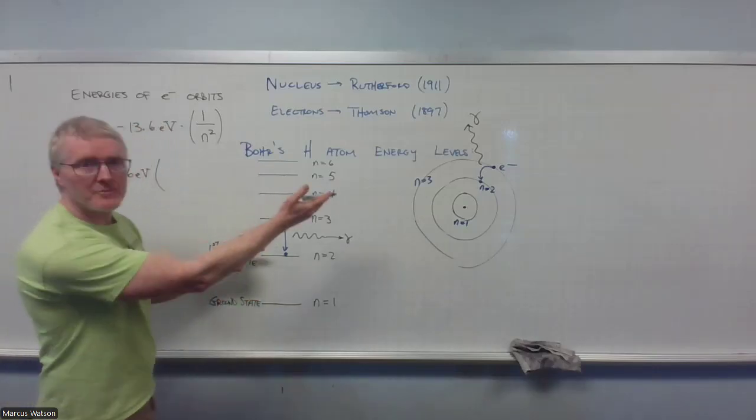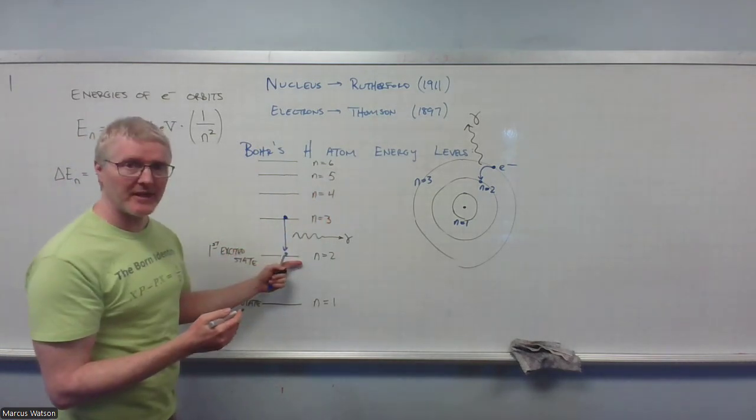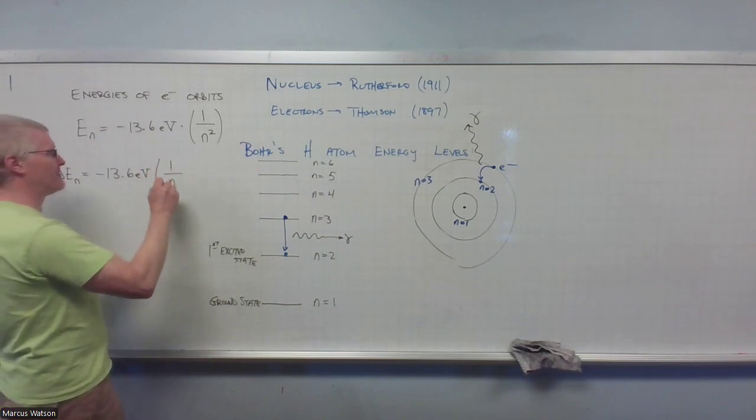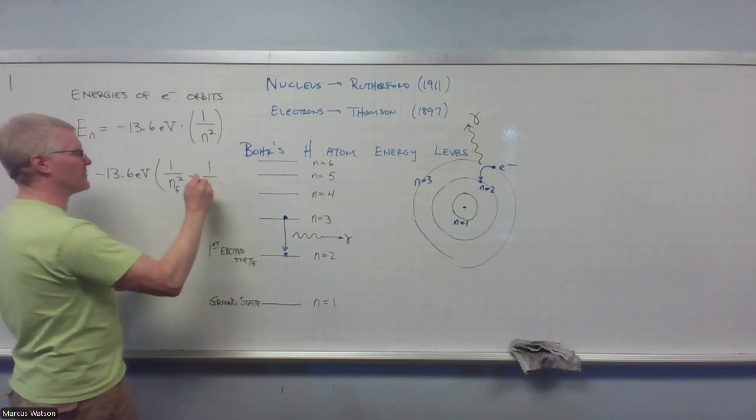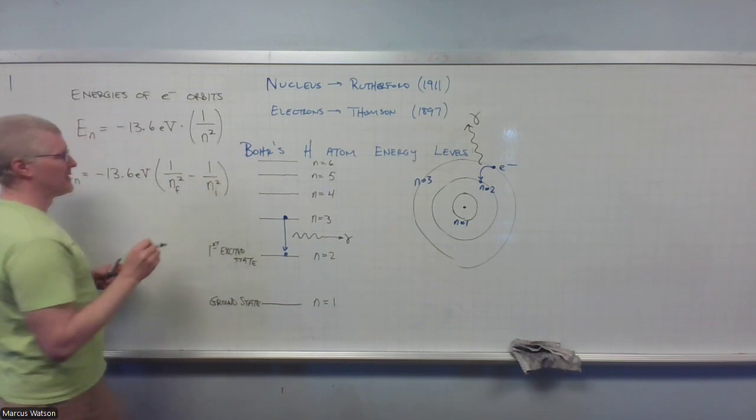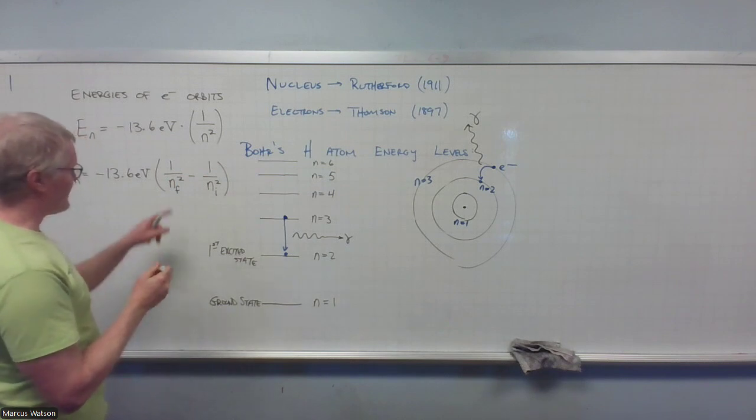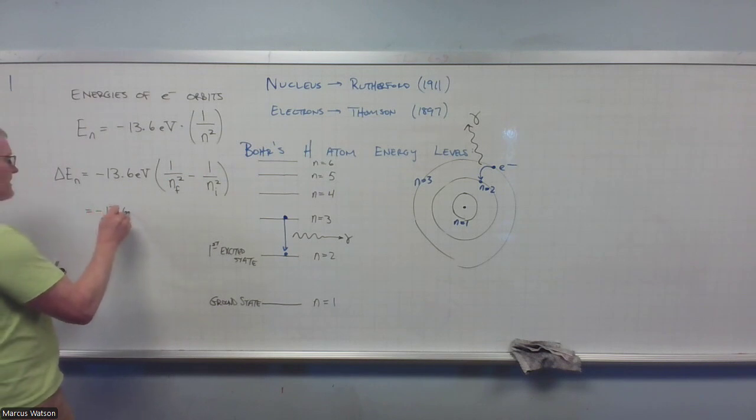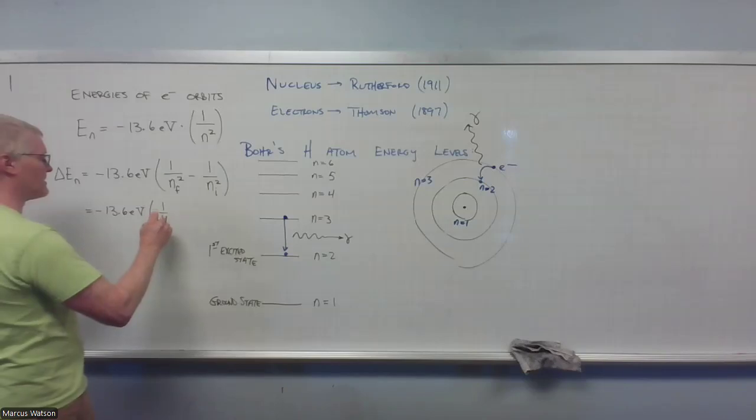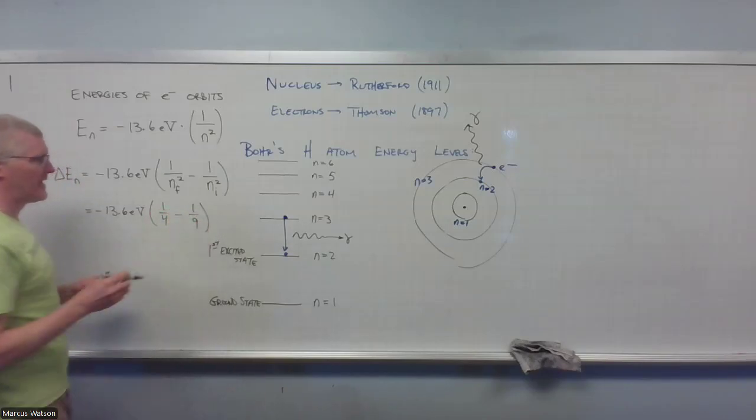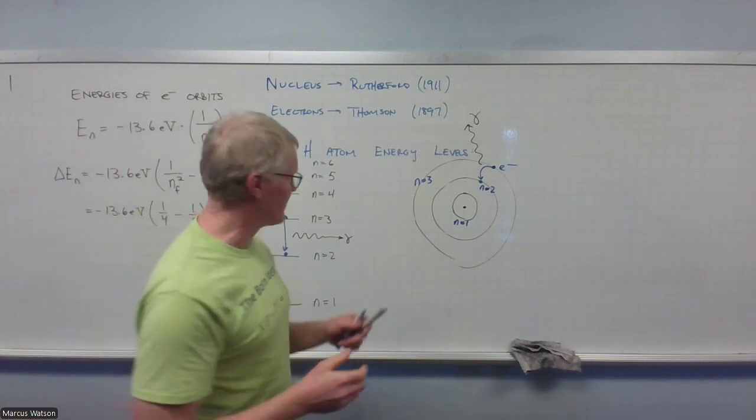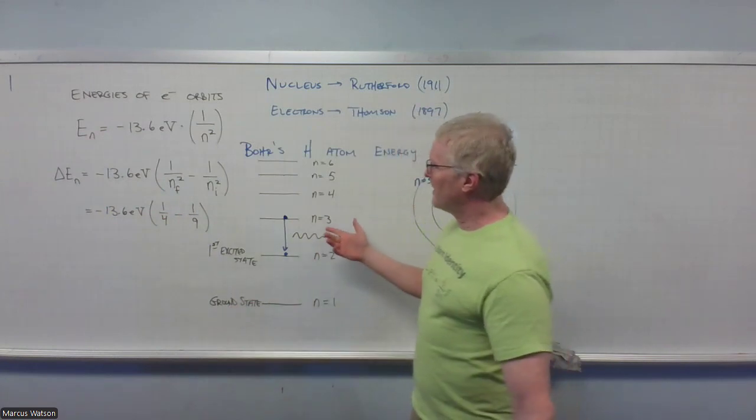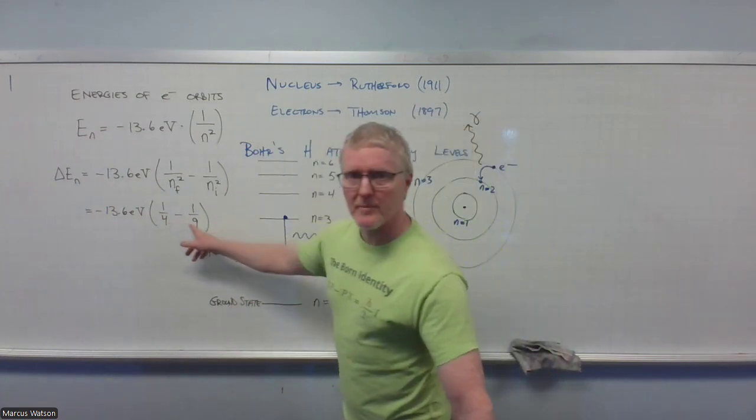So in this case, for example, I'm dropping from 3 to 2, so the 2 is the final state, and 3 is the initial state. So 13.6 times 1 divided by n final squared minus 1 over n initial squared. In this case, I have the final being 2 squared and the initial being 3 squared. The final, subtract the initial, would be 1/4 minus 1/9.